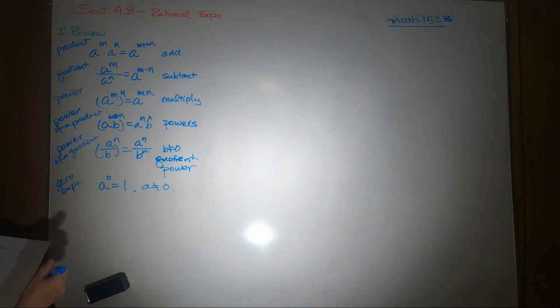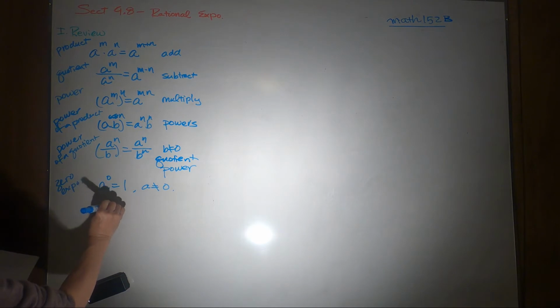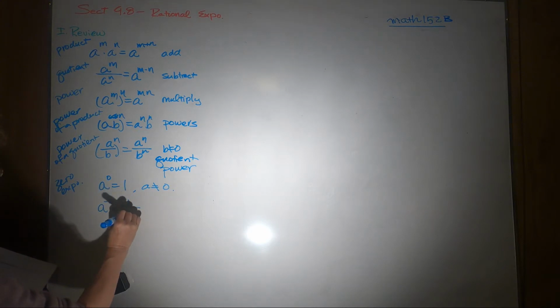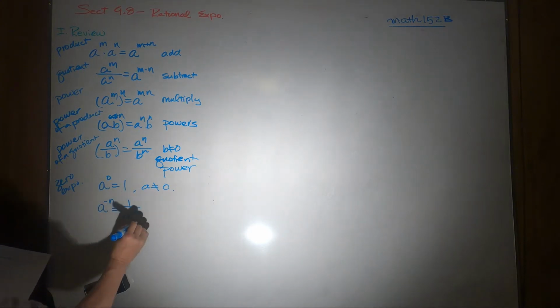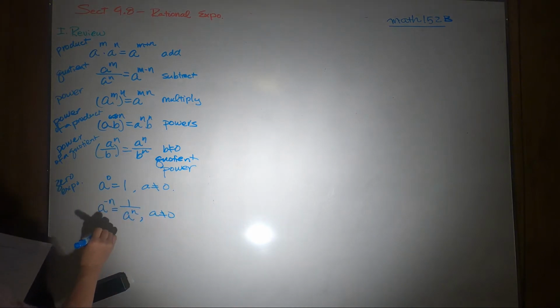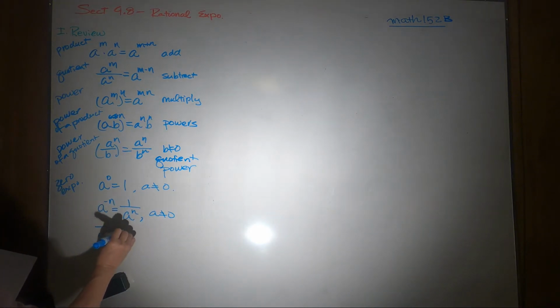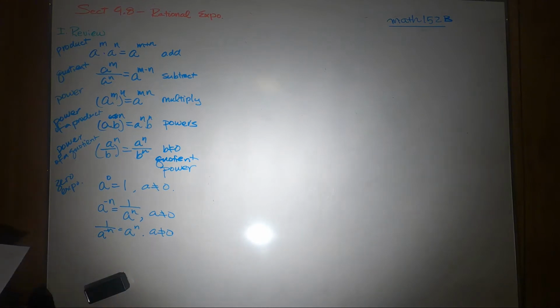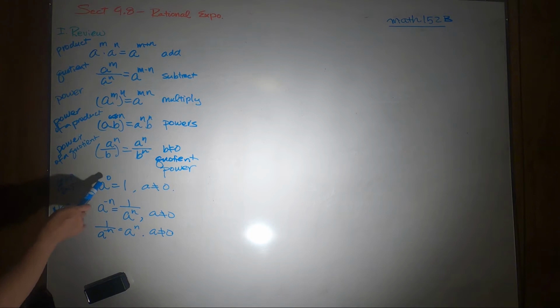Now we also talk about a to the negative n. A negative power means what? It's the reciprocal, right? So 1 over a to the negative n power would be a to the n power, for the negative exponent. So we talk about positive exponents and negative exponents, right? The powers can be positive, negative, or 0.